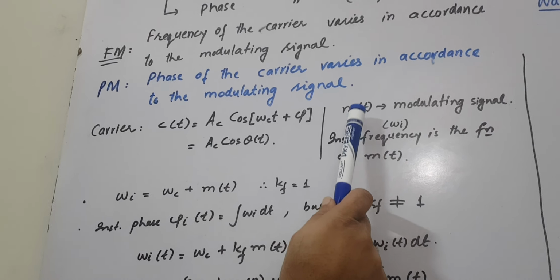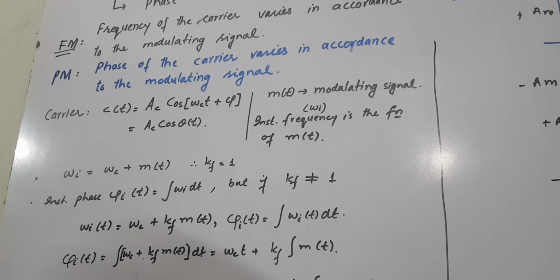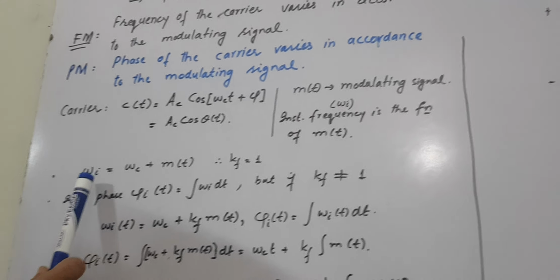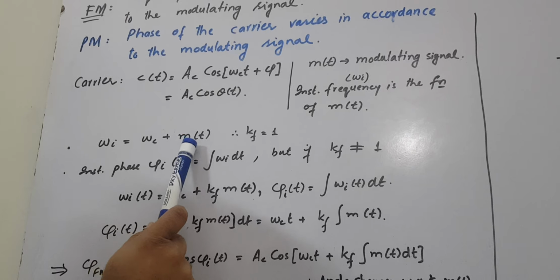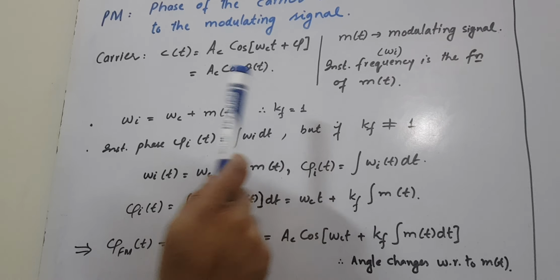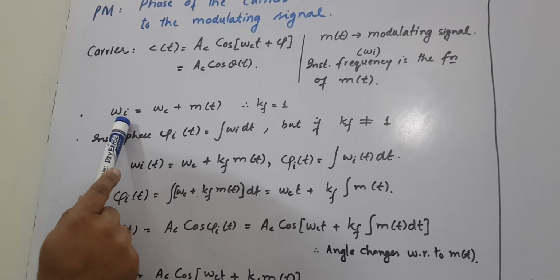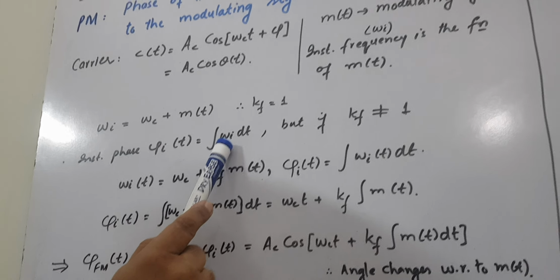We know the modulating signal is m(t), and the instantaneous frequency is a function of the modulating signal. So what is the instantaneous frequency? The instantaneous frequency is equal to omega_c plus the modulating signal, if the sensitivity of the modulator is equal to 1. And the instantaneous phase is the integral of the instantaneous frequency: phi(t) is equal to the integral of omega_i(t).